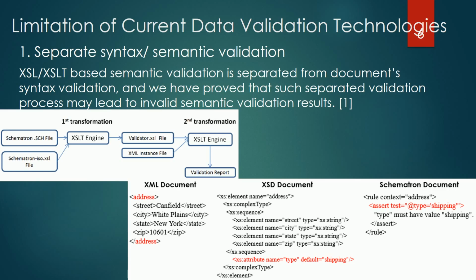The root element address may have an attribute type, but it is not required. The information of the XML instance actually includes the default value shipping for attribute type. While the default value is available during syntax validation, it is not available in such a semantic validation implementation.